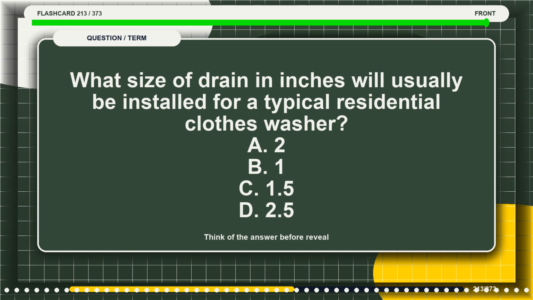Flashcard 213. What size of drain, in inches, will usually be installed for a typical residential clothes washer? A. 2. B. 1. C. 1.5. D. 2.5. Think of the answer before the reveal.